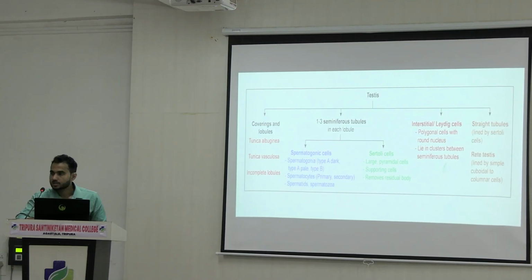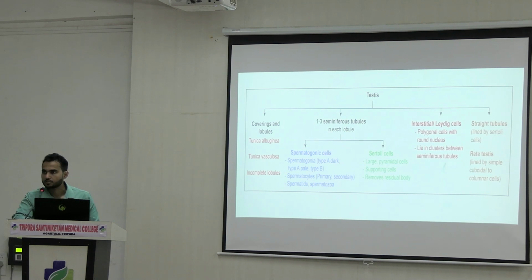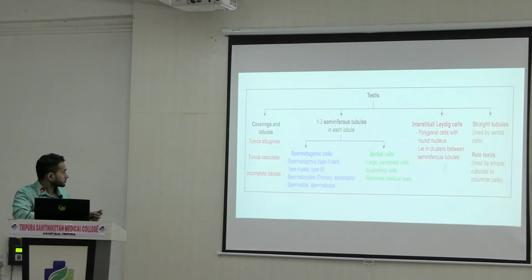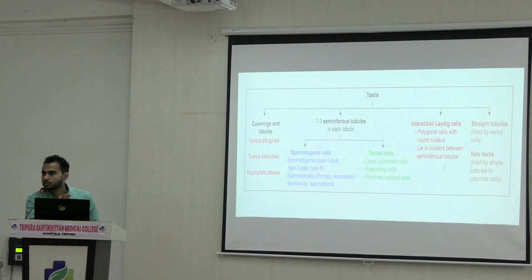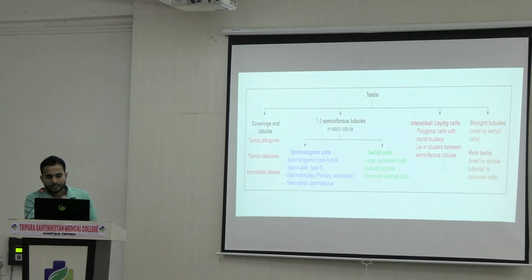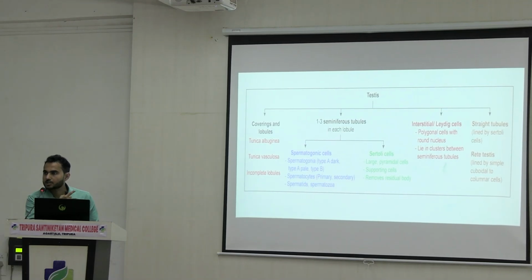Now, if you see the structure of the testis, first of all, 3 coverings are there, which I have already shown you: tunica albuginea, tunica vasculosa, and tunica vaginalis. Inside that we have incomplete lobules. The lobules are not complete, but they are conical in shape. Next, the seminiferous tubules, which I have just shown you.